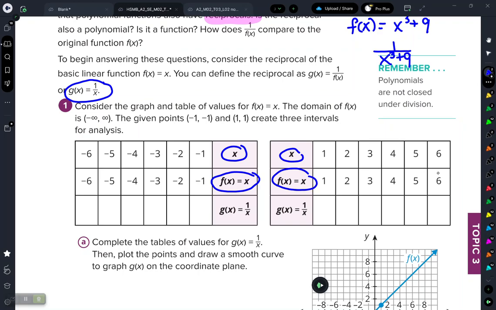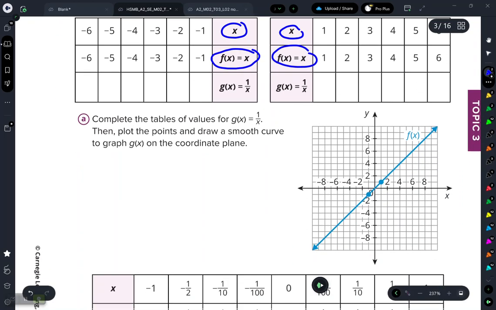These are just the positive x's, and you can see you just get this line. It has a y-intercept of 0 and a slope of 1. If you plug in 5, you get 5. It's a perfect diagonal line. So now we're going to do 1 over x.